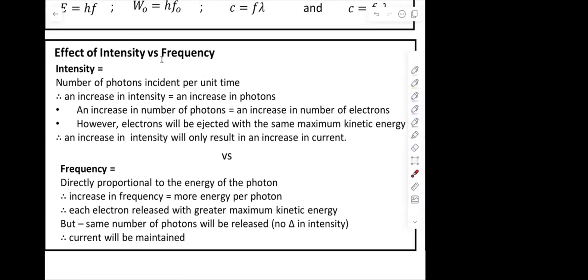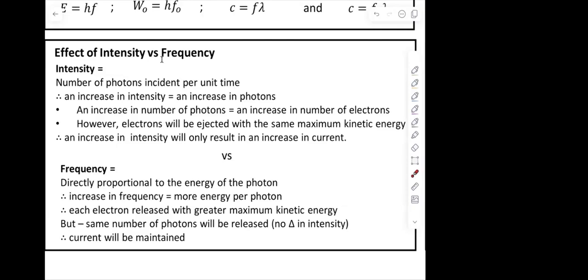More photons per unit time, not the speed of those particular things there. Then frequency is directly proportional to the energy of the photon. An increase in frequency is going to equal more energy per photon. Each electron is released with greater maximum kinetic energy, but the same number of photons will be released. Therefore, no change in intensity. The current will be maintained.